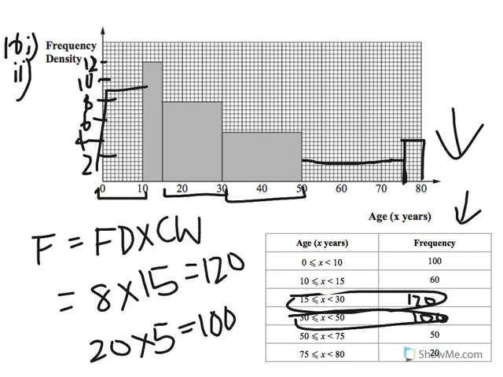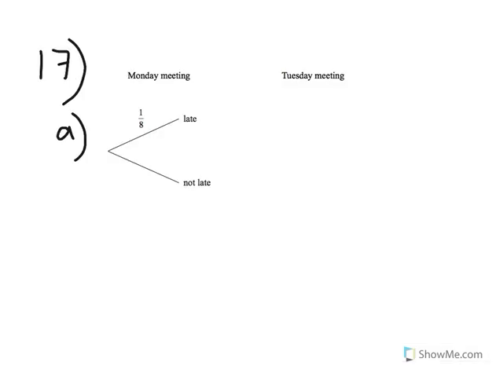Okay, question 17 says this guy Alan has to attend a meeting on Monday and Tuesday. And the probability that he's late for a meeting is 1 over 8. Now you have to complete this probability diagram in 17a.